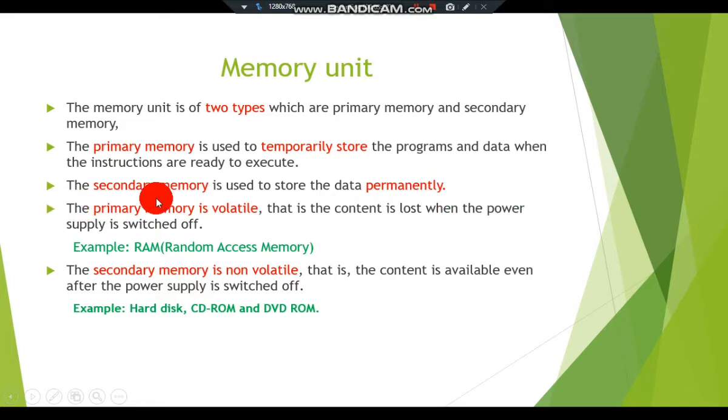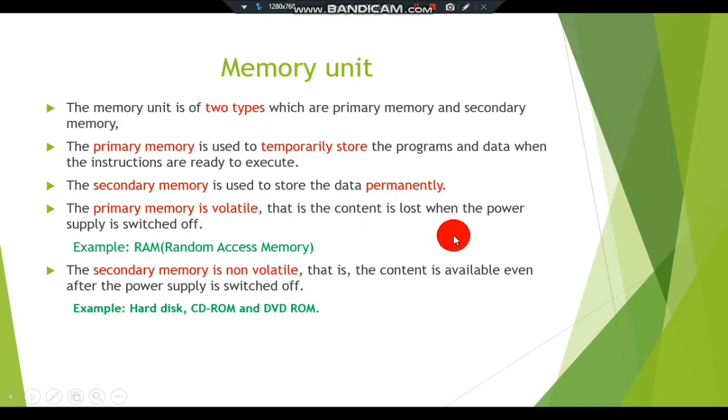So the secondary memory is used to store the data permanently. Why do we need a secondary memory? Secondary memory is used to store the data in a permanent manner. The primary memory is volatile. Another name for temporary is volatile, that is, the content is lost when the power supply is switched off.